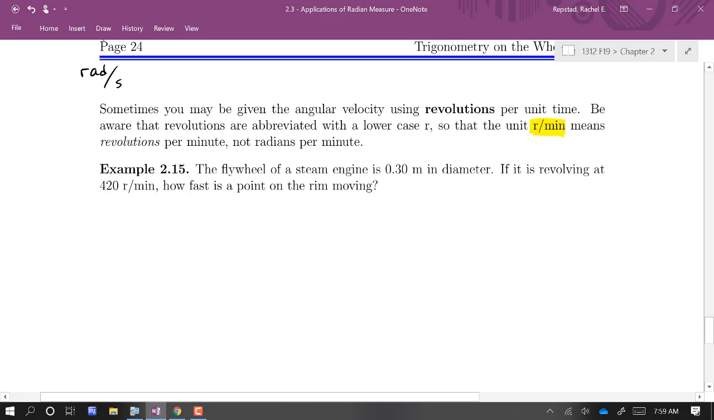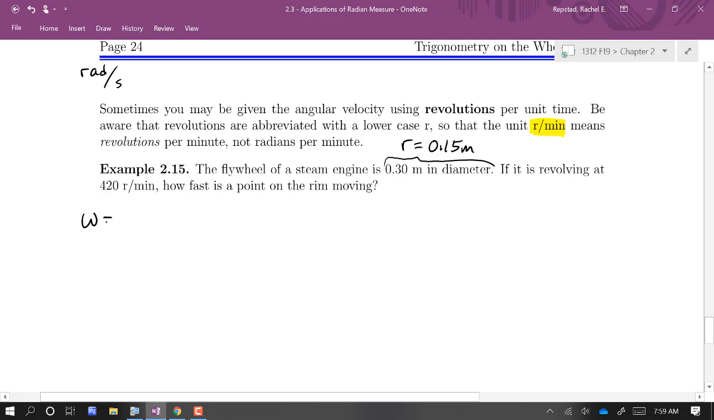In this example, we see that at play. They say that the flywheel of a steam engine is 0.30 meters in diameter. If it's revolving at 420 r per minute, so that's revolutions per minute, how fast is a point on the rim moving? They tell us the diameter, so we're going to cut that in half to get the radius of 0.15. We need omega to be in radians per unit time.